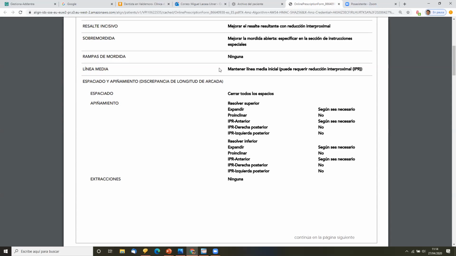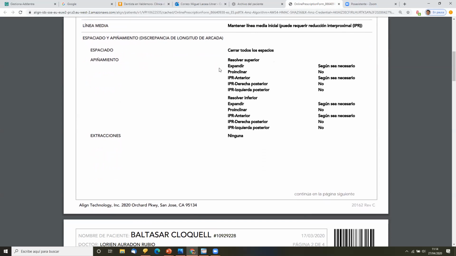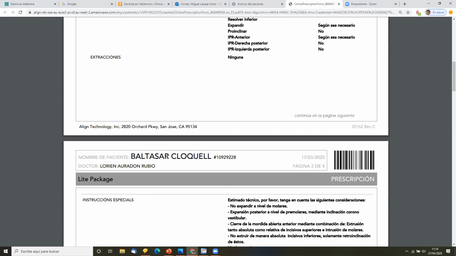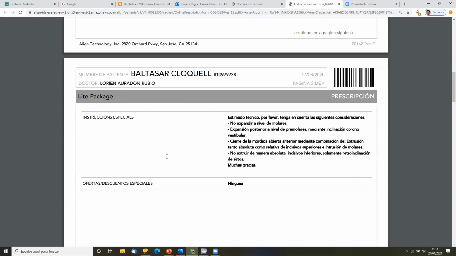and she will specify in special instructions at the end. No bite ramps, keep initial midline, and don't do IPR in the posterior, okay? In the first Clincheck. Special instructions, okay?